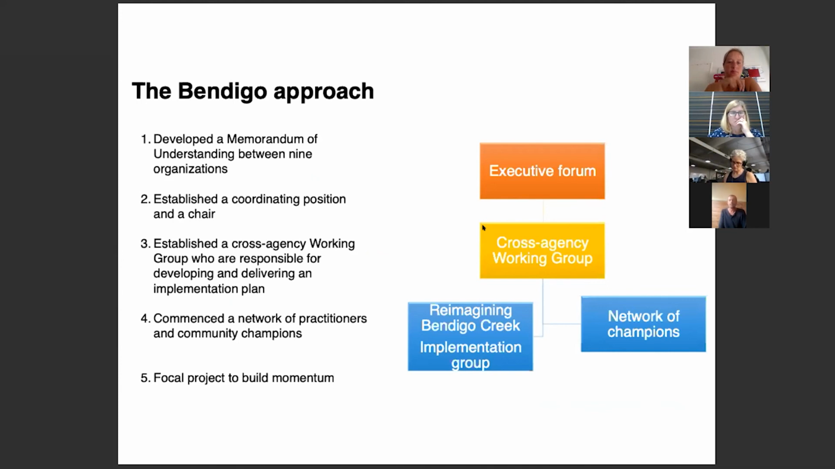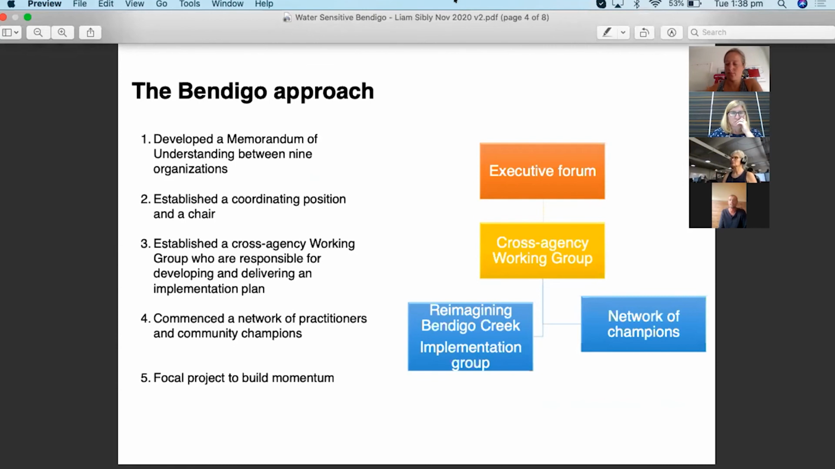And then we've recently tacked on a Reimagining Bendigo Creek implementation group. Reimagining Bendigo Creek is a renaturalisation project we're all working on together. It's a focal project that can help build some momentum. This is a very specific group that is responsible for overseeing that particular plan.